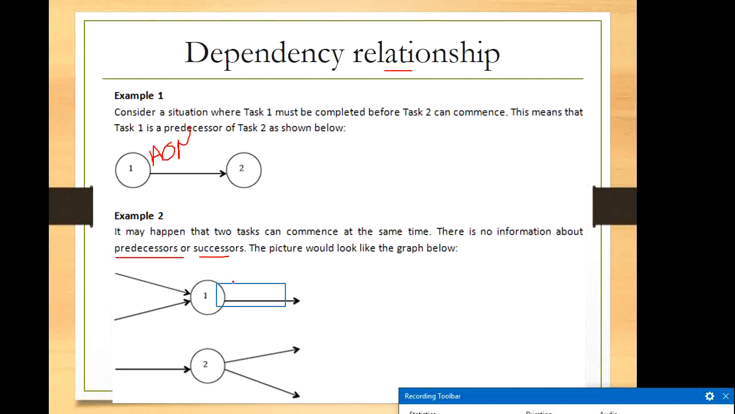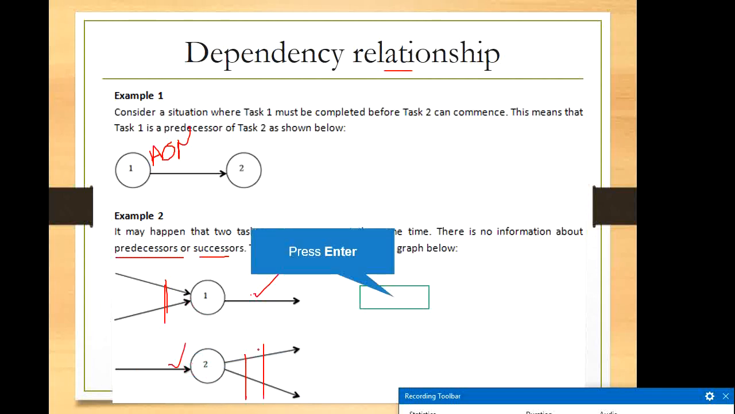So when you look at this particular activity to commence, you must see these 2 are to be finished. These 2 must be finished. Here you can see, to commence any of these 2, you must ensure this is finished.